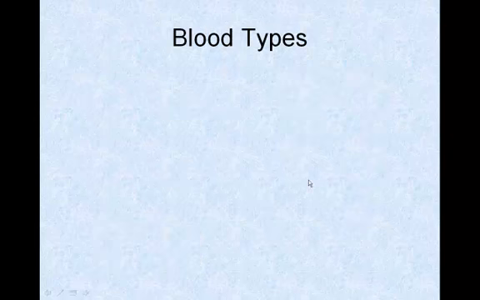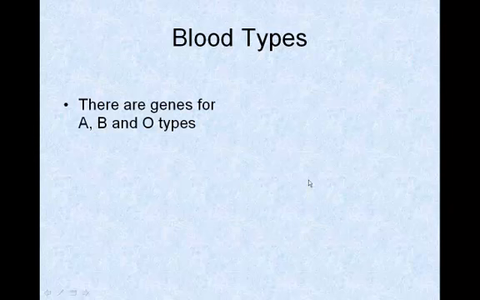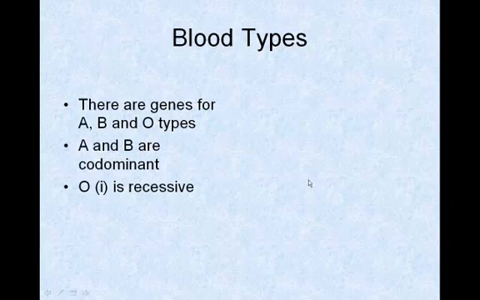So I mentioned that codominance occurs in blood types. There are 3 genes that control blood type. There's an A gene, a B gene, and an O gene. A and B are codominant, and O is recessive.